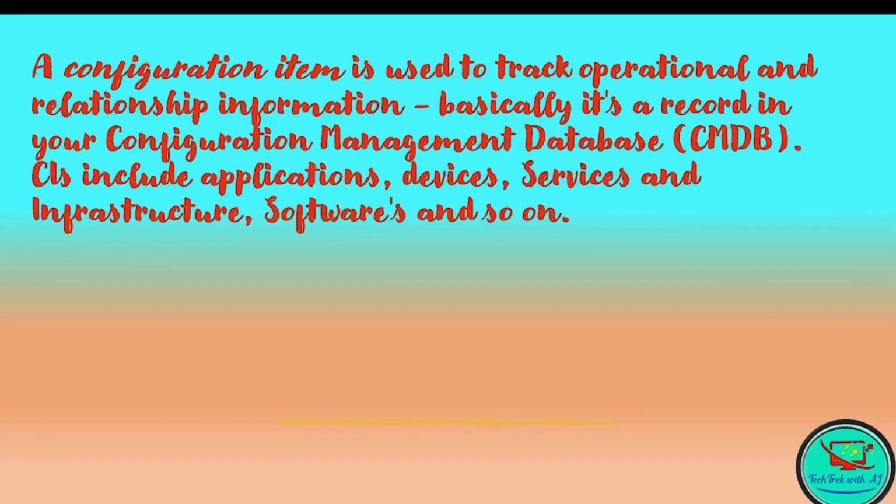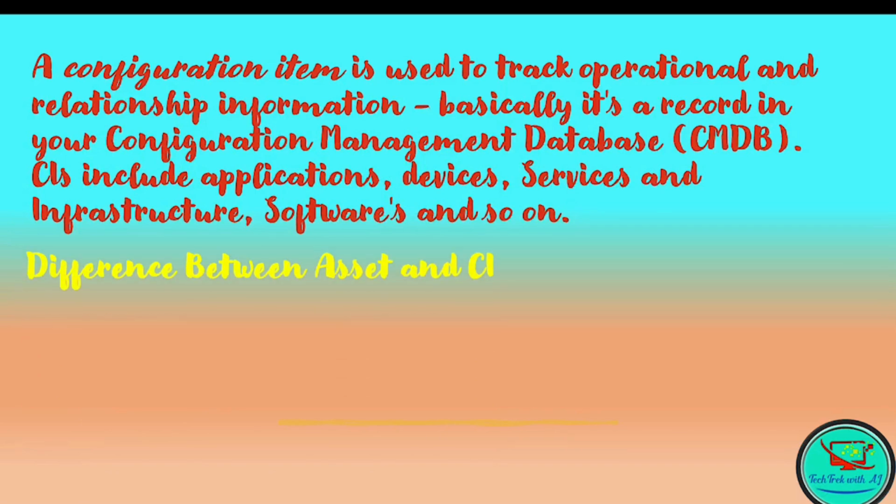Then let's move to the next slide where we are going to discuss the configuration item. So what is a configuration item, also called CI? A configuration item is mostly used to track configuration things, operational, as well as relationship information. Basically, it's a record available in our CMDB. A CI includes devices, services, infrastructure, software, and so on.